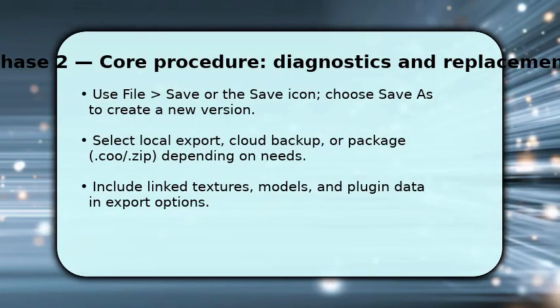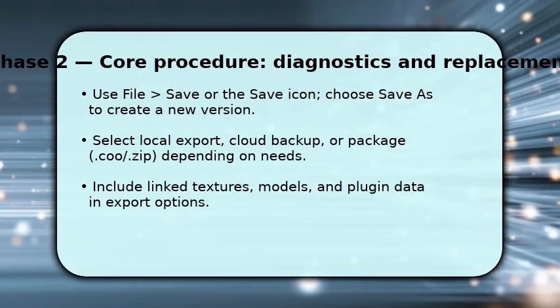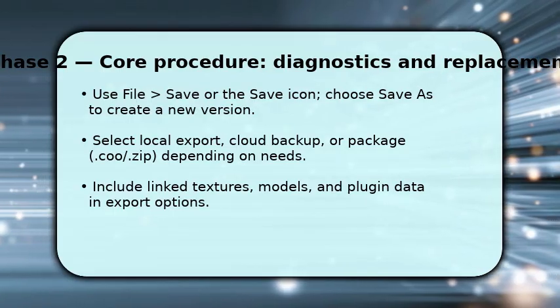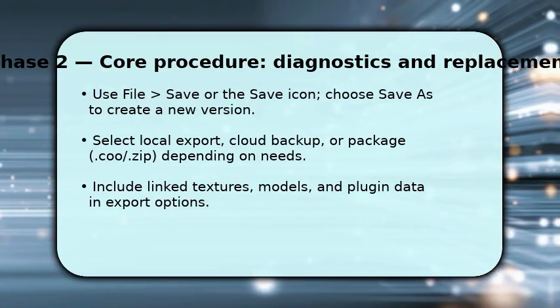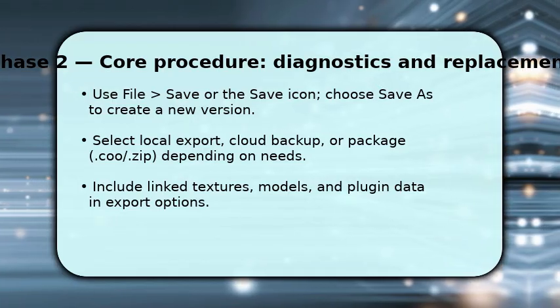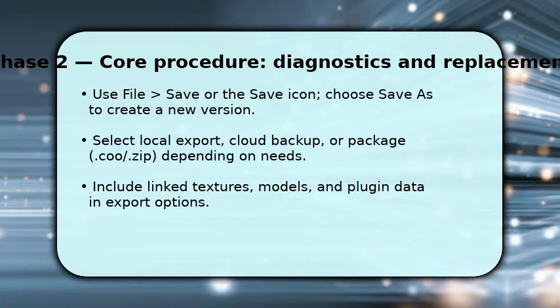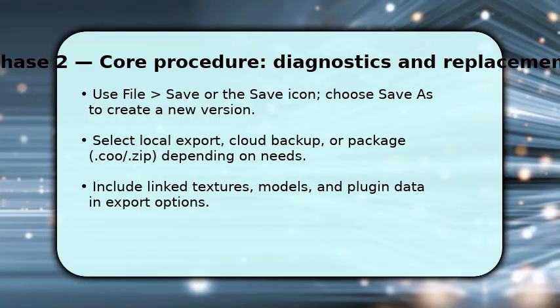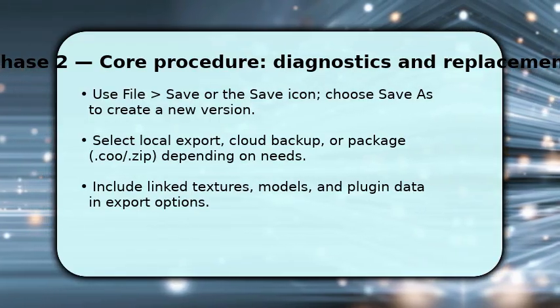You now decide how to save: overwrite, version, or export. Click File, then Save, or hit the Save icon to commit changes to CocoaHome Cloud. If you need history, choose Save As and add a version suffix. For portability, use Export and select Package Format.